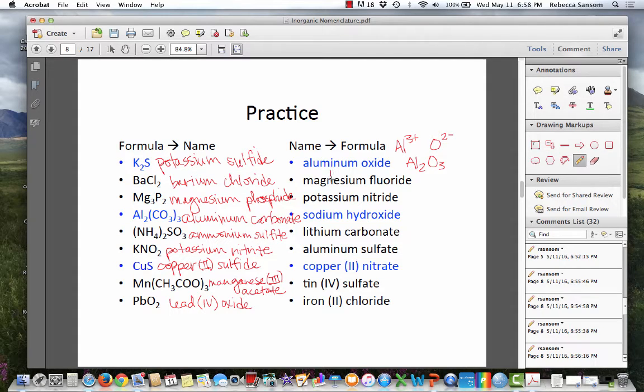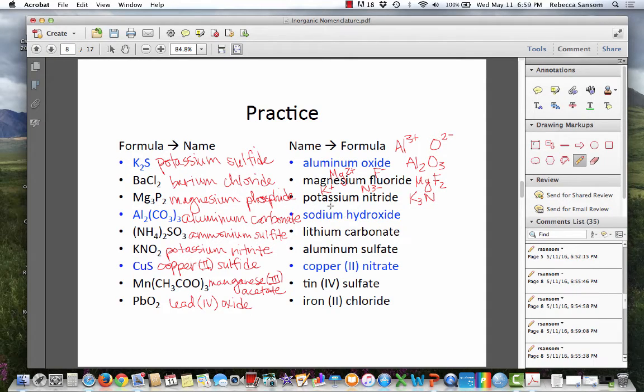Magnesium fluoride. This is Mg2+. Fluoride is F-. I'm getting these charges from the periodic table, looking at what column they're in and where they have to go to be isoelectronic with a noble gas. Mg2+, F-, that's going to give me MgF2, the smallest numbers that I can use that balance the charge. Potassium nitrite. Potassium is K+, nitrite is N3-. I put those together, I get K3N.